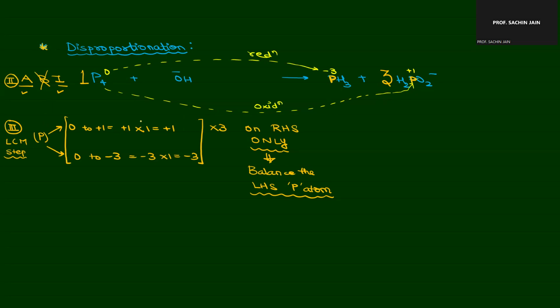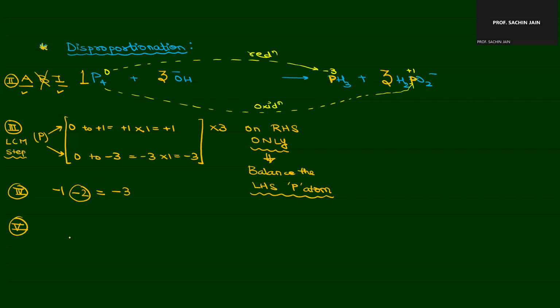बाकी सारे steps remain the same. So बाकी steps में step number 4 was of the balancing charges. So the charge on the left hand side you observe is -1. The charge on the right is -3. And the charge balancing is done by adding 2 OH minus on the left hand side, which will equate this equation. So with OH minus already present, if I add 2 OH minus, effectively 3 OH minus हो जाएगा. So now the charge is balanced.